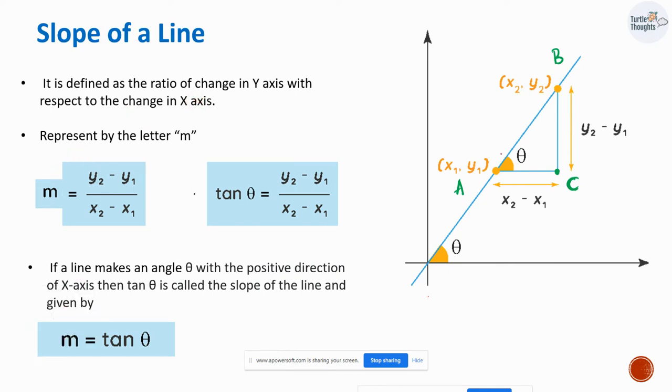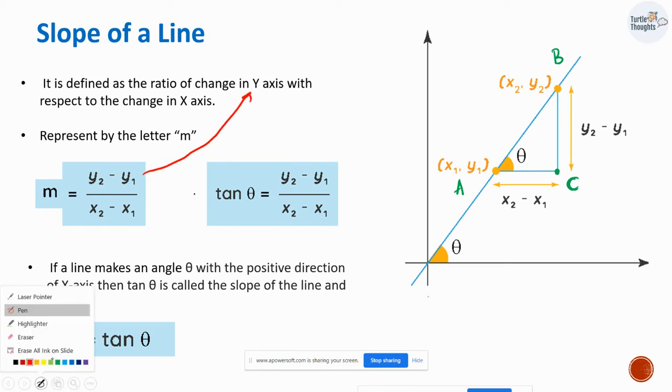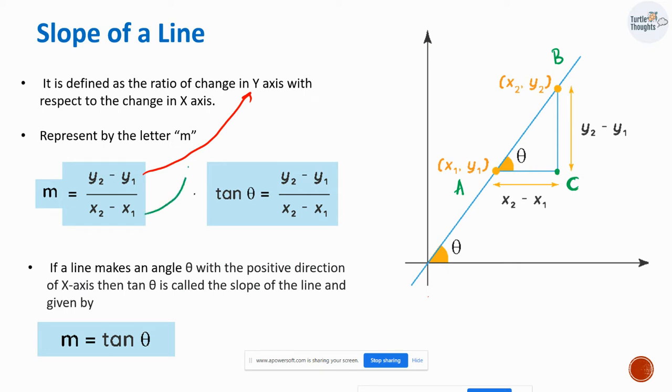If we have a line AB where the coordinates of A have been taken as x1, y1 and coordinates of B have been taken as x2 and y2, then m, which is the slope of the line, can be written as y2 minus y1 over x2 minus x1, where y2 minus y1 is the change in y axis and x2 minus x1 is the change in x axis.